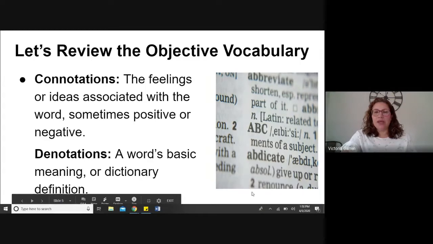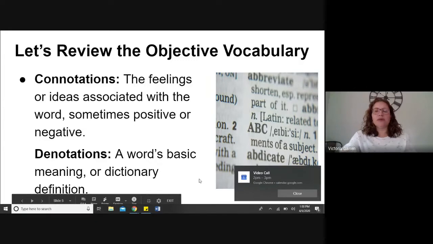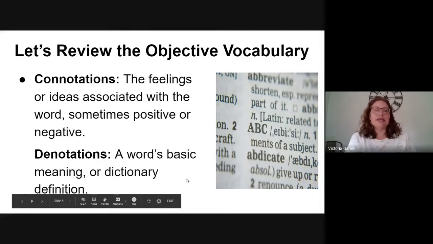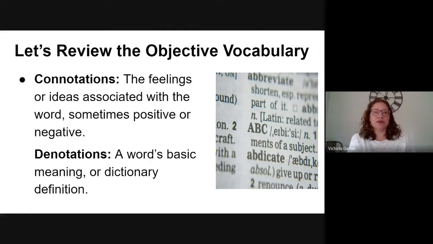Take a minute, and as I review this vocabulary for you, you may also take notes as I go along. So we have two vocabulary words that I want us to cover. We have connotations, which are the feelings or ideas associated with the word. Sometimes they can be positive or they can be negative, and even sometimes they can also be neutral. And we have the word denotations, which is a word's basic meaning or dictionary definition.